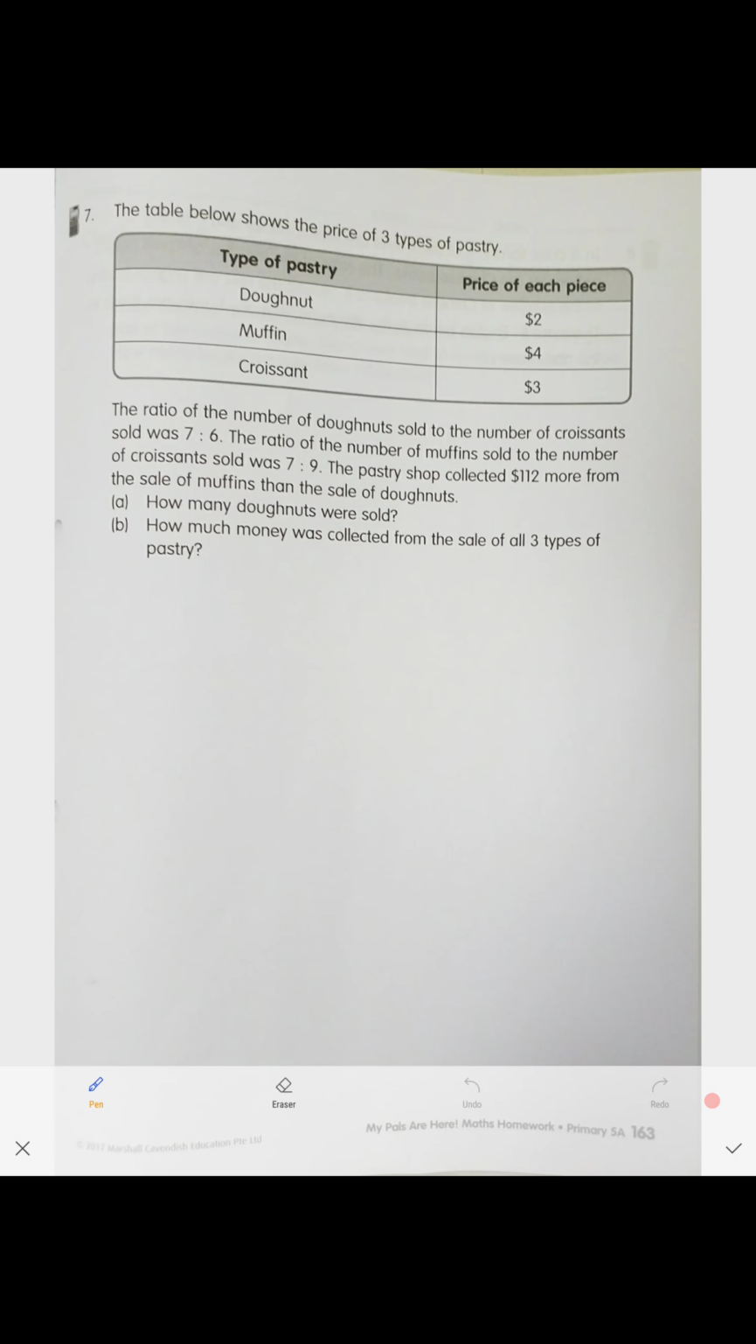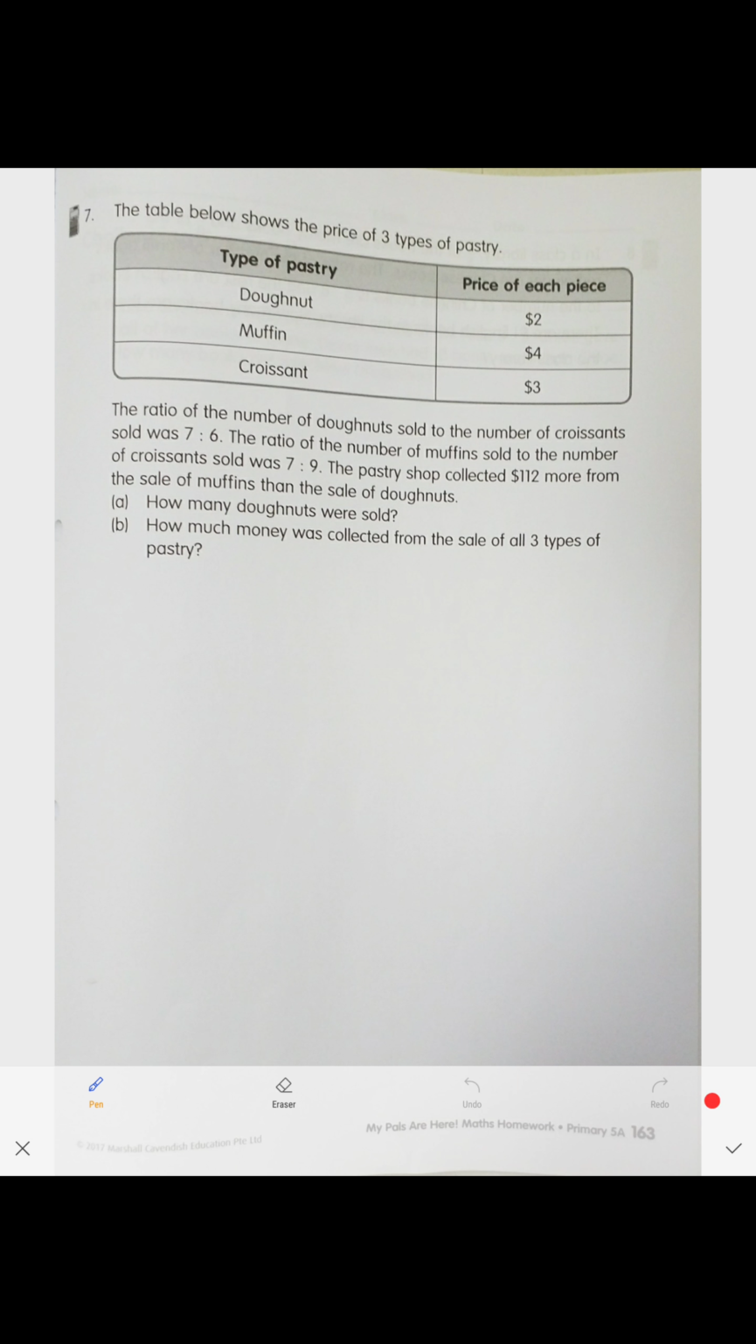Alright, let's continue. Challenging practice 8, two last problems. Problem 7. The table below shows the price of 3 types of pastry. There are donuts, muffins, and croissants, and there are corresponding prices, $2, $4, and $3.